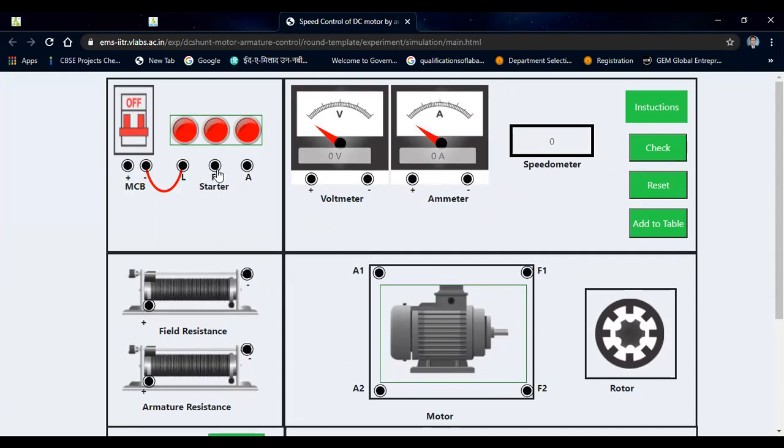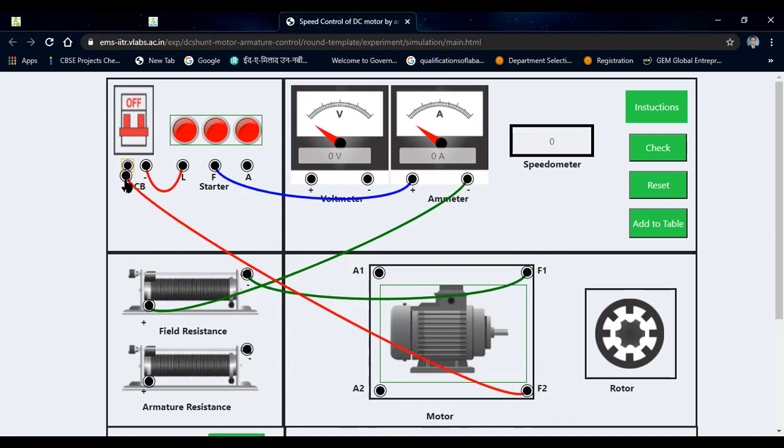The field point is first connected to the ammeter positive, ammeter negative is connected to the rheostat, the field rheostat. Field rheostat negative is connected to F1. In between F1 and F2 there is a field winding present internally. Now F2, the second end of the field winding, is connected to the negative of the MCB. So this is a complete closed connection of the field winding.